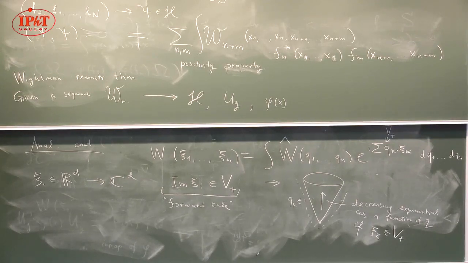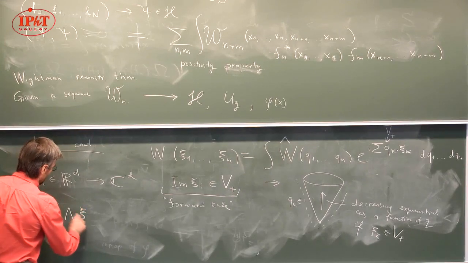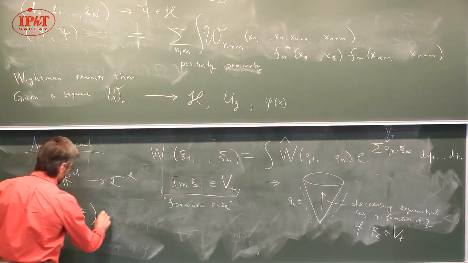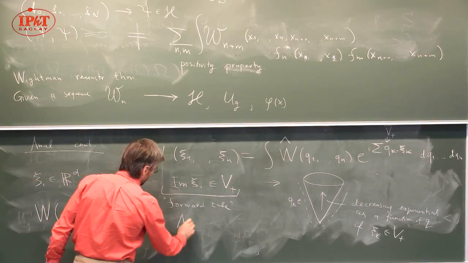So what else can we say? What can we say about these analytically continued Wightman functions or Wightman distributions? Well, one thing which we can say about them is that once you analytically continue them, they remain, of course, Lorentz invariant. So analytic continuation preserves Lorentz invariance. So we have W of lambda xi is equal to W of xi for lambda in the Lorentz group.